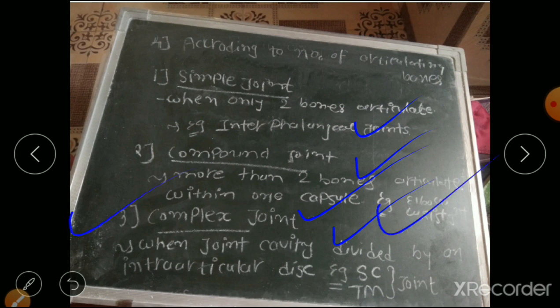And third is complex joint. When the joint cavity is divided by an intra-articular disc, that is, there is a cavity and an intra-articular disc, it is a complex type, so that is why it is known as complex joint. Examples are the SC, that is the sternoclavicular joint between the sternum and clavicle bone, and the TM joint, that is the temporomandibular joint. So this is all about the classification of the joints.